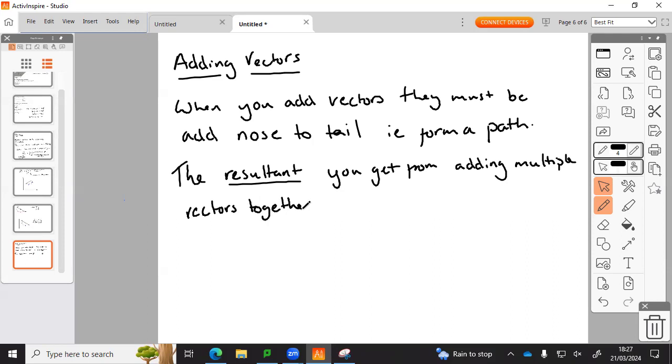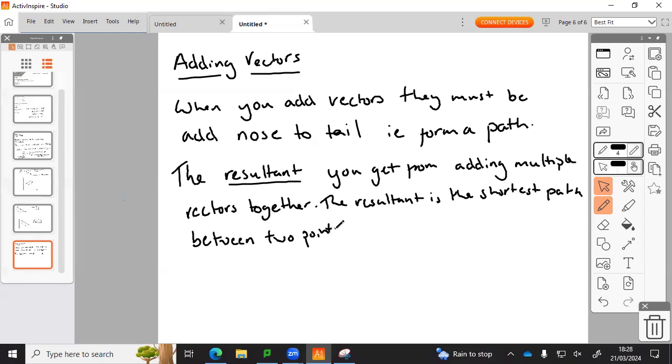What the resultant is: the shortest path between two points. All right, the shortest way of getting from start to finish.